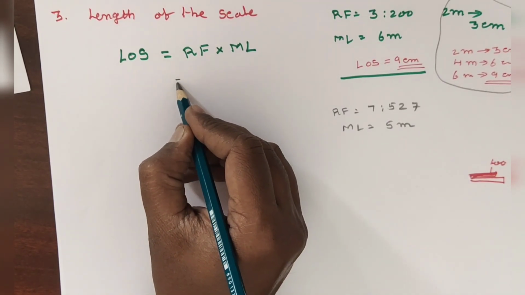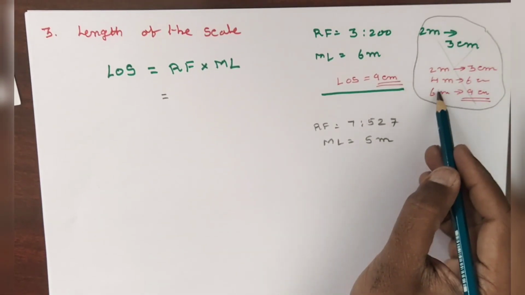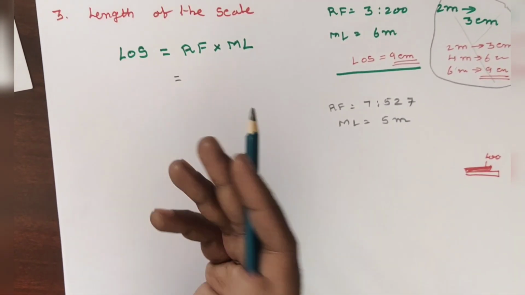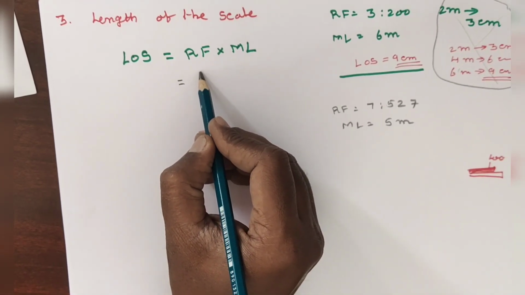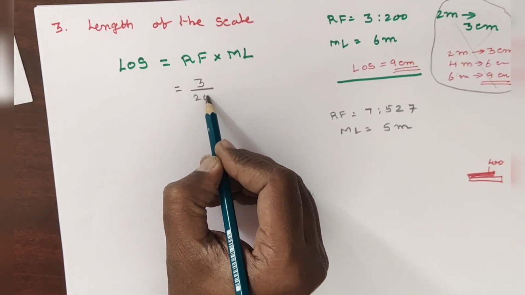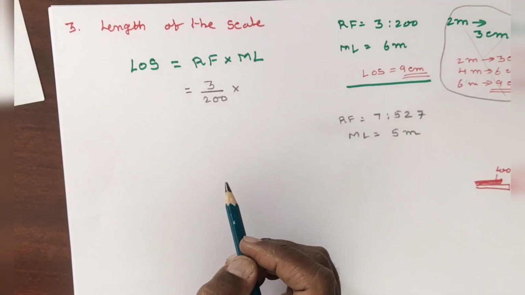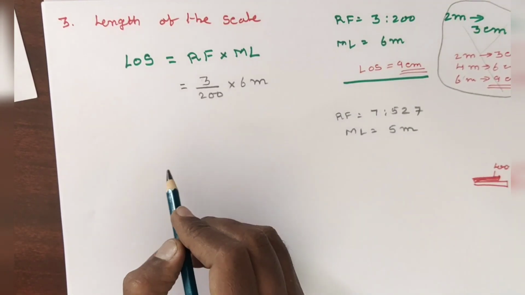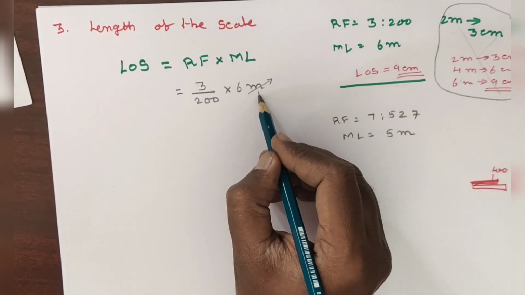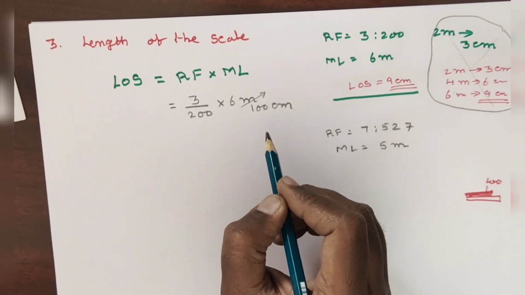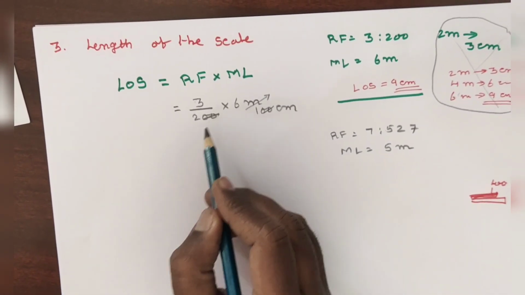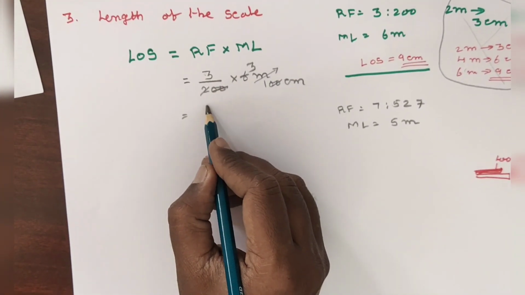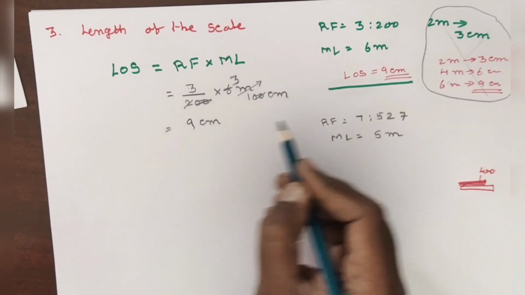So what is the representative factor for our problem? This other one I am not considering. Logically, it is 9 centimeters; if you get the same answer here, your formula is correct. So the representative factor is 3 divided by 200, into the maximum length, 6 meters. 1 meter is equal to 100 centimeters, so 2 zeros will get cancelled. 2 ones are 2, 3 twos are 6... 3 threes are 9 centimeters. So I got the same, sir.